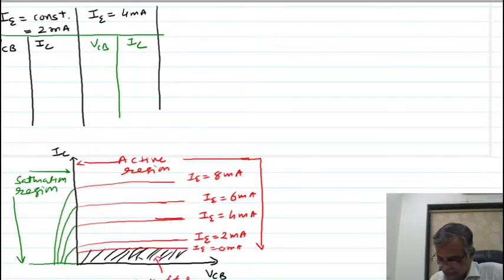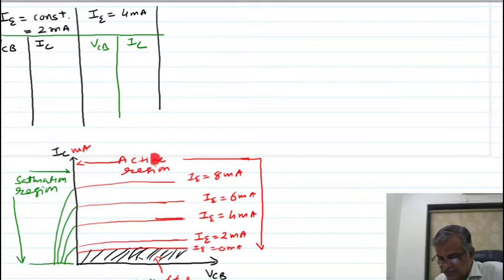Now, the graph of output collector current versus output collector base voltage for a different value of the input ammeter current is shown in the figure.